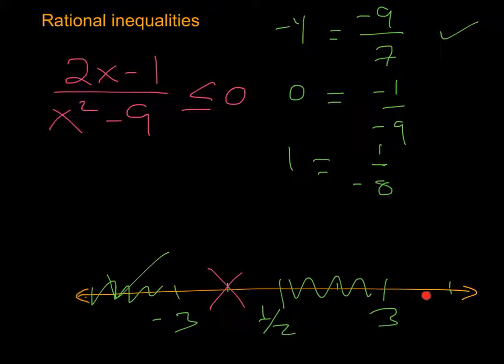And then in the last section, a number greater than 3, I'm just going to pick 4. So if I pick positive 4, I'm going to end up getting 7 over 7, which is positive 1, which is clearly not less than 0.